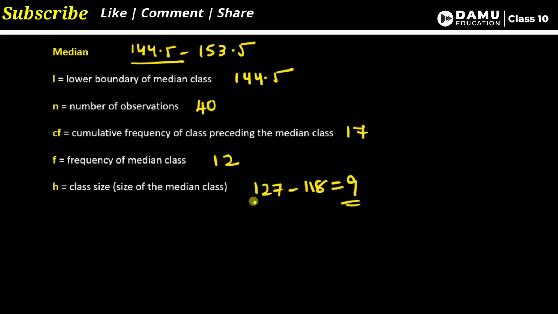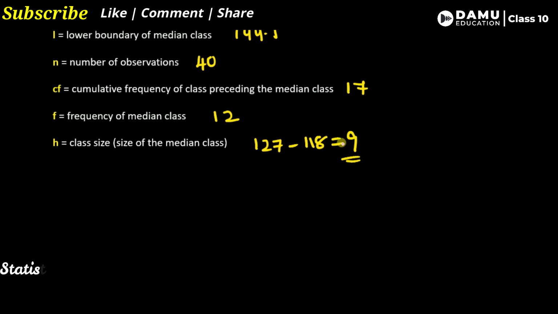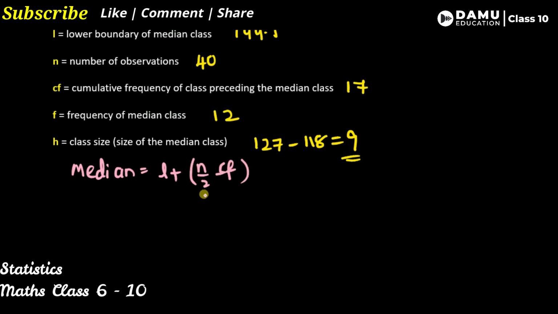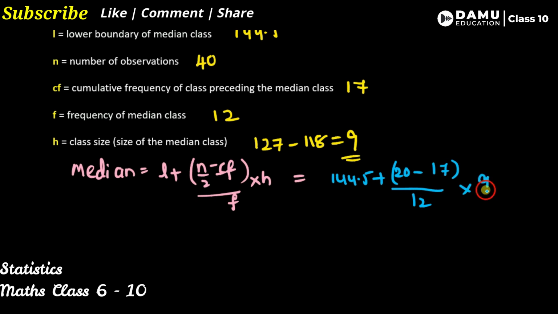Let's substitute into the formula. That one is the 28th observation. So what is the formula here? The median formula is: median is equal to l plus ((n by 2 minus cf) divided by f) into h. Let's substitute the values. Small l is 144.5, plus n by 2 is nothing but 20, minus cf which is 17, whole divided by f which is 12, into h which is 9.